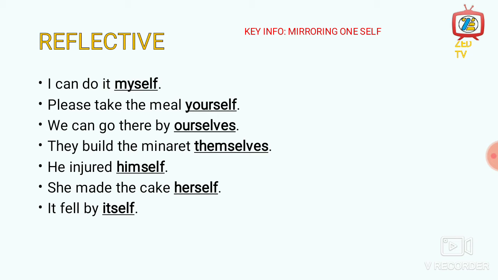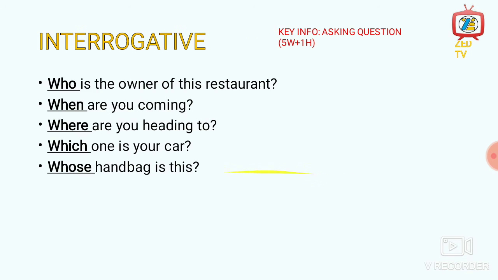The key info here is mirroring oneself. Right. Meaning, as I said before, the subject and the object of a sentence are the same person, place, animal, or thing. Right. So it's kind of a mirror.